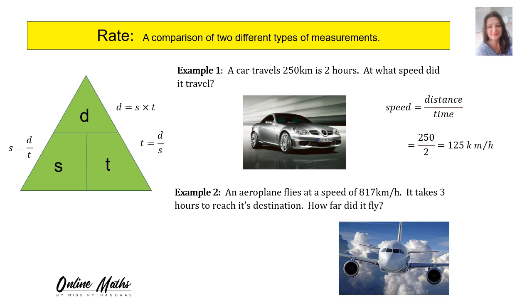Example 2. An aeroplane flies at a speed of 817 kilometers per hour. It takes 3 hours to reach its destination. How far did it fly? Then distance is speed times time. Distance is 817 times 3, which is 2,451 kilometers.